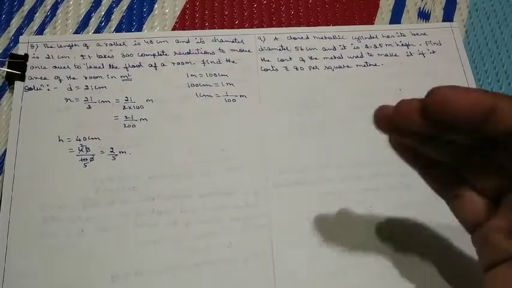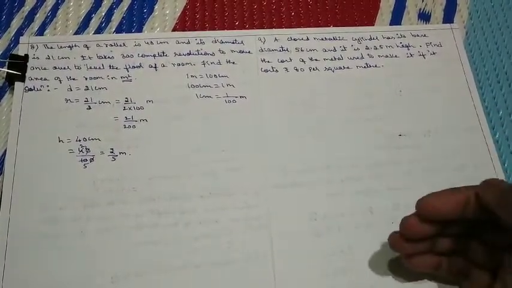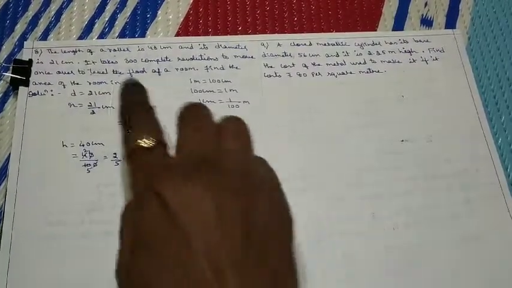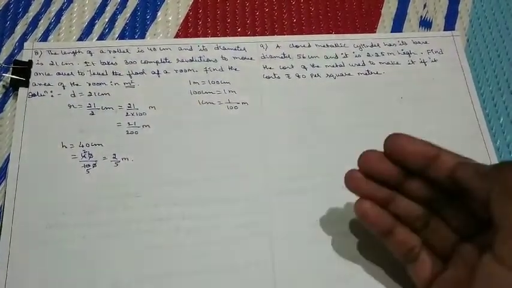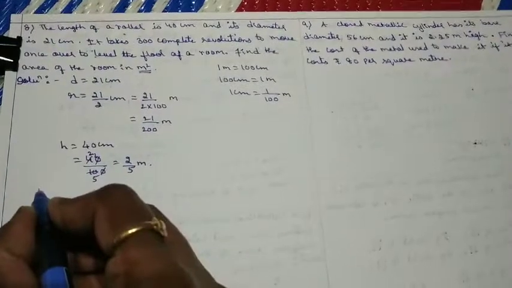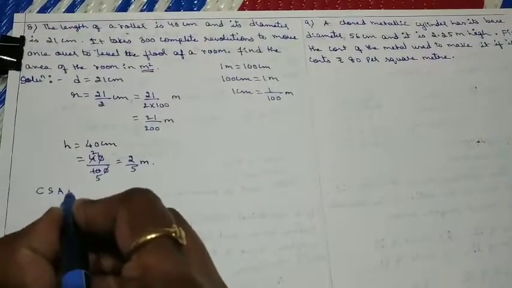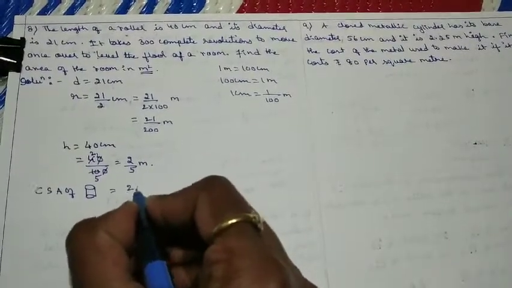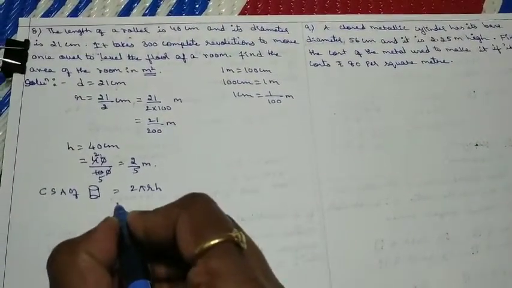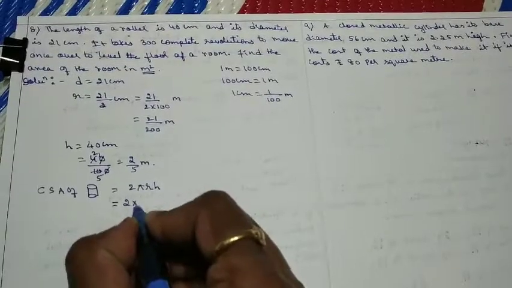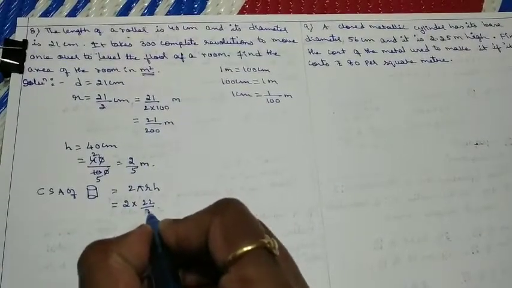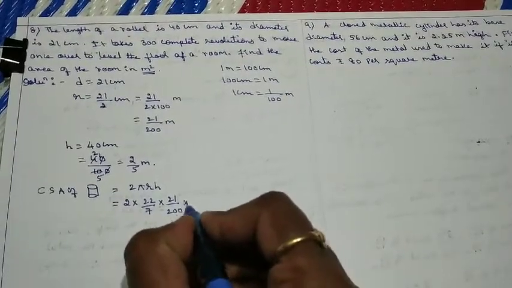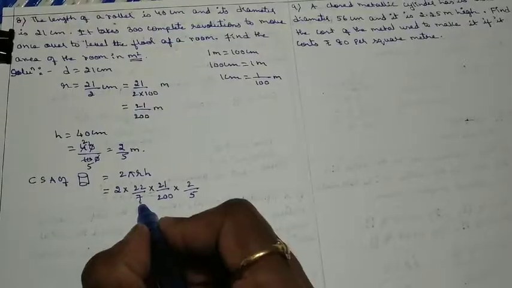So first you find for one revolution how much area it covers, then you multiply the resulting area by 300, then we'll get the total area of the floor. So CSA of cylinder is equal to 2 pi r h, then 2 into 22 by 7, and the radius we have 21 by 200 into height 2 by 5.